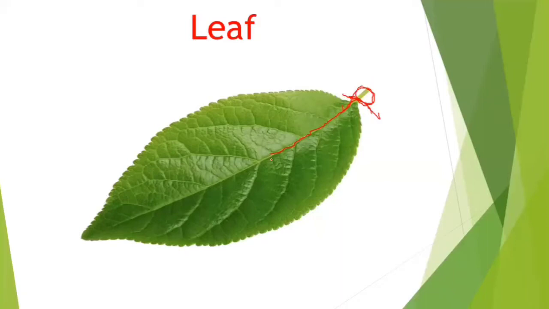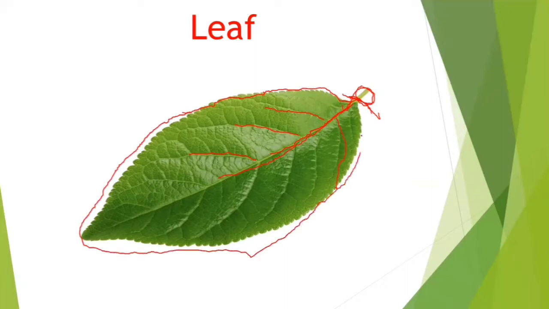Or in simpler words, you can say the main vein. This part is called the main vein. And these you can say are the secondary veins of the leaf. This, and these all. And then these margins, in a simple word, are called the leaf margin. This whole margin is called the leaf margin.